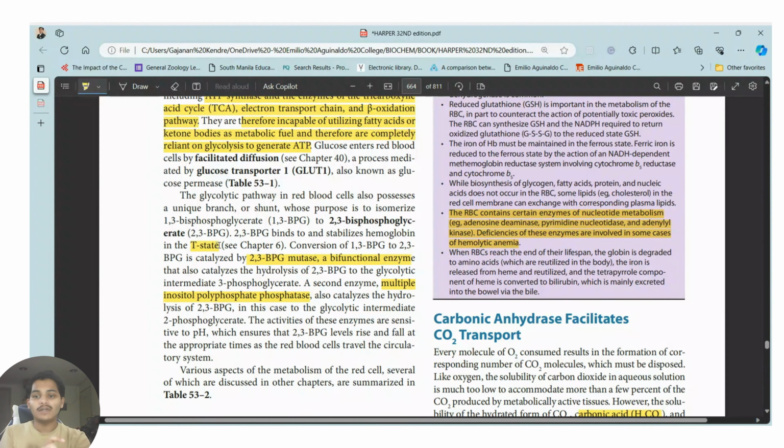In the T state, what is a T state? There are two states of hemoglobin that we saw in chapter 6. One is the T state, meaning low oxygen affinity, meaning the hemoglobin is ready to give out its oxygen to the peripheral tissues, and the R state means the hemoglobin wants oxygen, or hemoglobin is ready to bind oxygen. That means R hemoglobin is mainly present in the lungs, while T hemoglobin is mainly present in the peripheral tissue capillaries or the arteries.